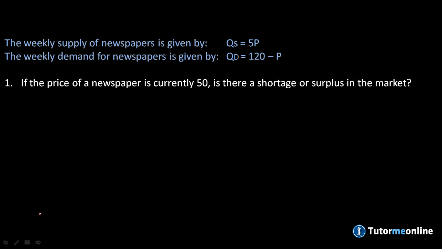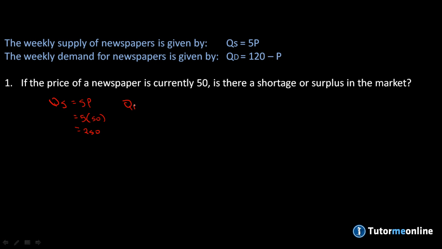The first is, if the price of a newspaper is currently 50, we need to find out if there is a shortage or a surplus in the market. So they give us the price 50, which is our P, so we can simply take our quantity supplied, which equals 5P, and we substitute the 50 in for the P, and we find it's 5 times 50 is 250. That is our quantity supplied.